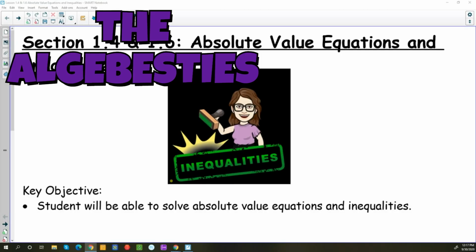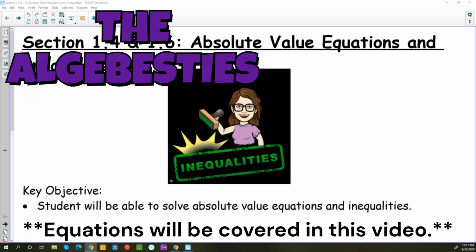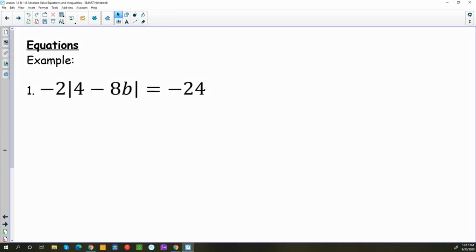So today we're going to be focusing on equations and inequalities. You will be able to solve absolute value equations and inequalities by the end of this lesson. All right, so I'm just going to go over a couple of examples and then I'll go through the step-by-step of what you should do.